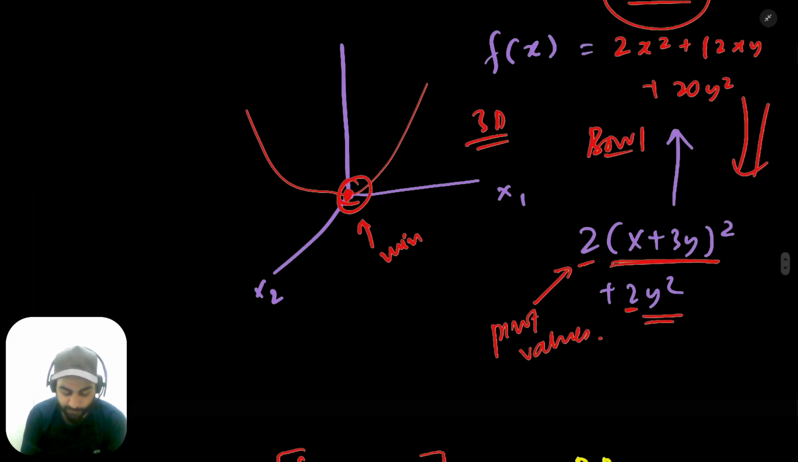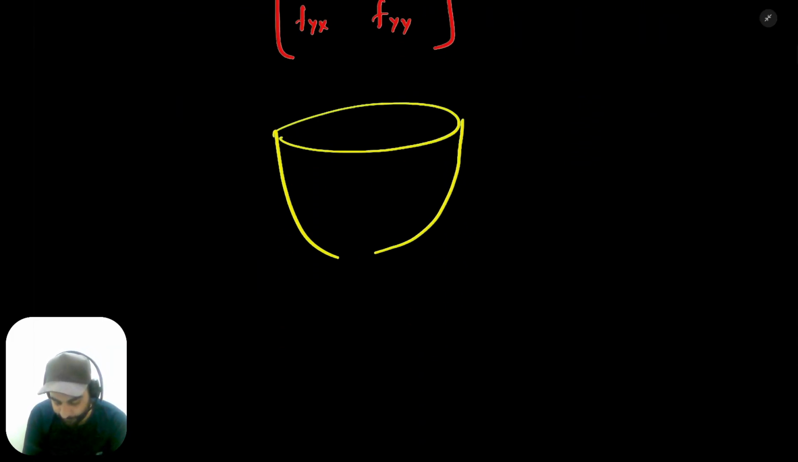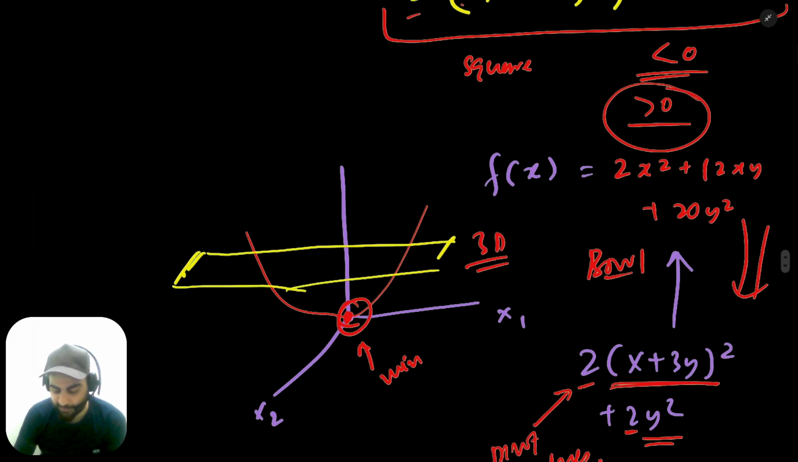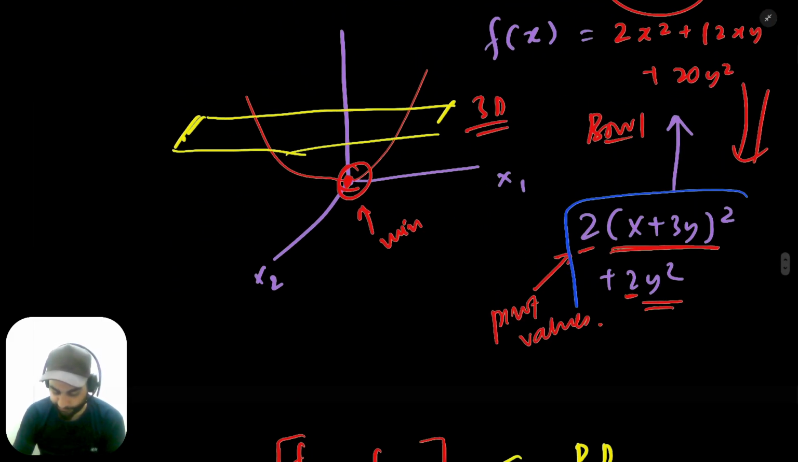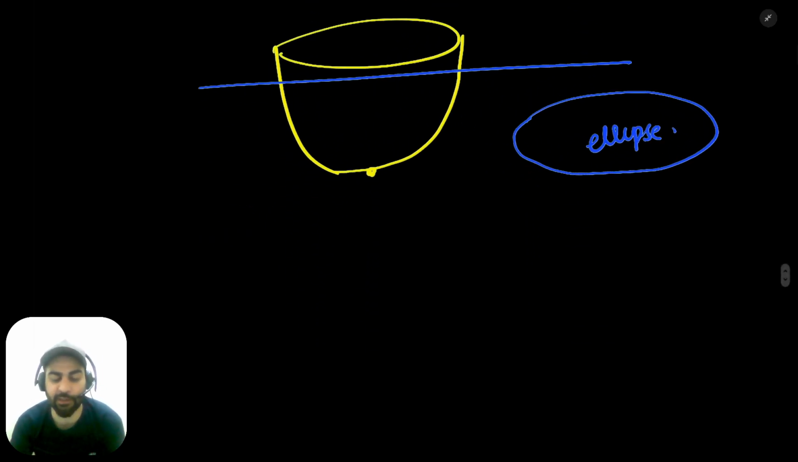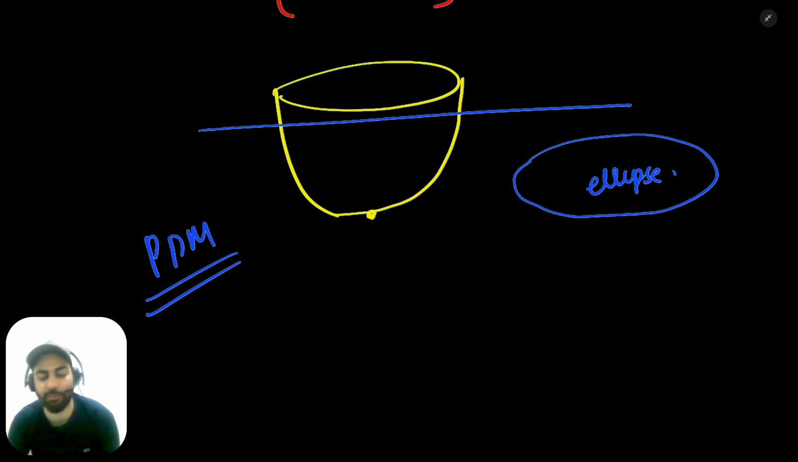And then if you pass a plane through this, you will get an ellipse. If you have a bowl like this, and here we'll have the minima, and you cut it like this, you will just get a shape like this. That's an ellipse, and this is the equation of an ellipse. If you remember from the first session, this is the equation of an ellipse. So this is our ellipse also. To find these minima, the thing we should have is this positive definite matrix, and then we'll be able to easily find the minima.